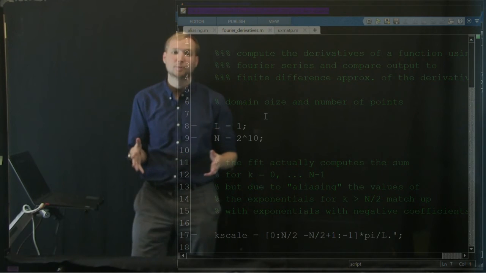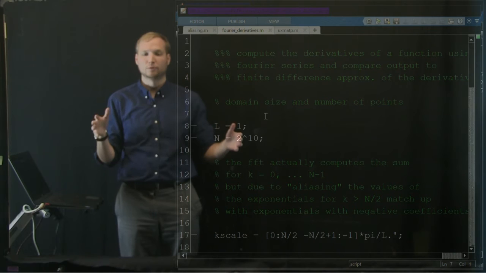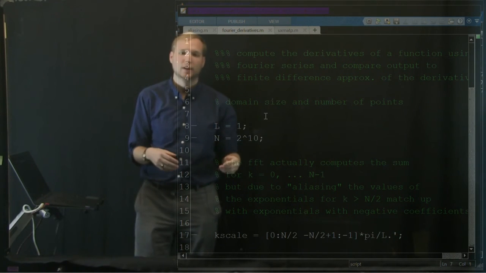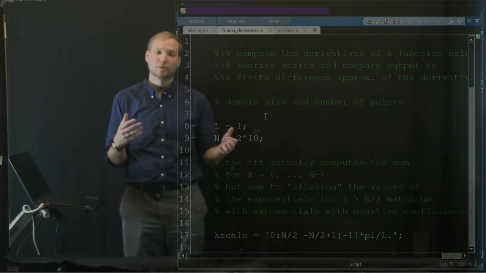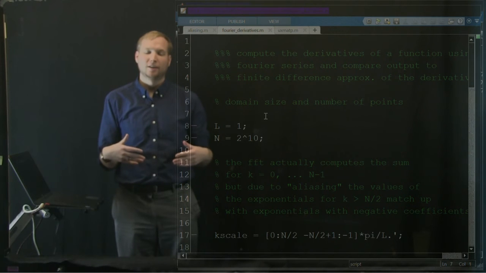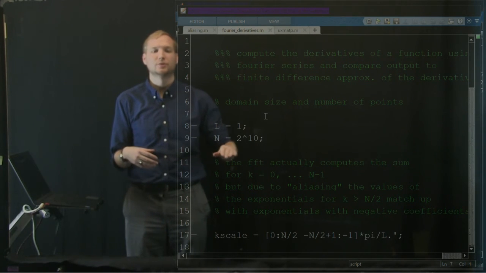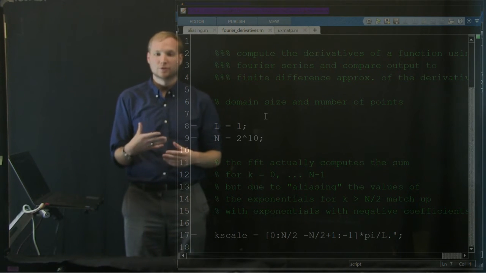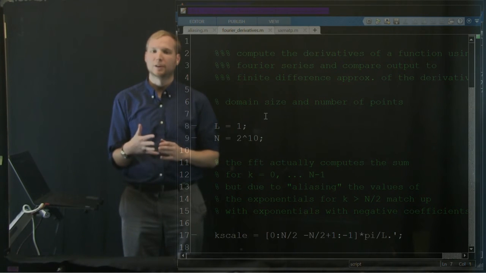Okay, so this script is pretty simple. We're going to set up a domain of width 2 from -1 to 1, so that's what L specifies. And we're going to set up quite a few points on it. We're going to do n again as a power of 2 because the FFT is more efficient for powers of 2. We're going to use n equals 2 to the 10th, which is about 1,000 points. And we're just going to use the FFT to compute the first, second, and third derivatives of a function.